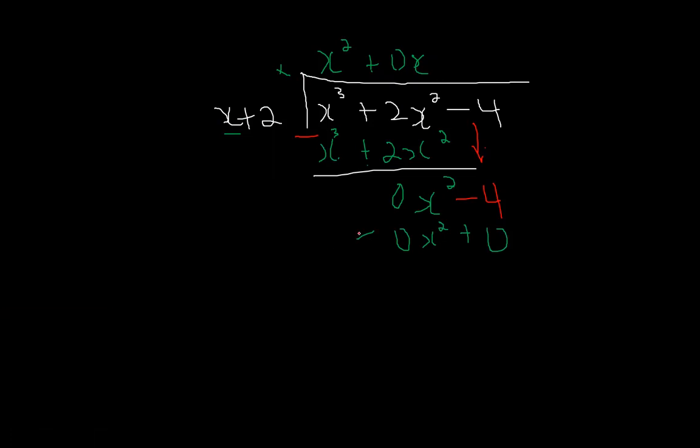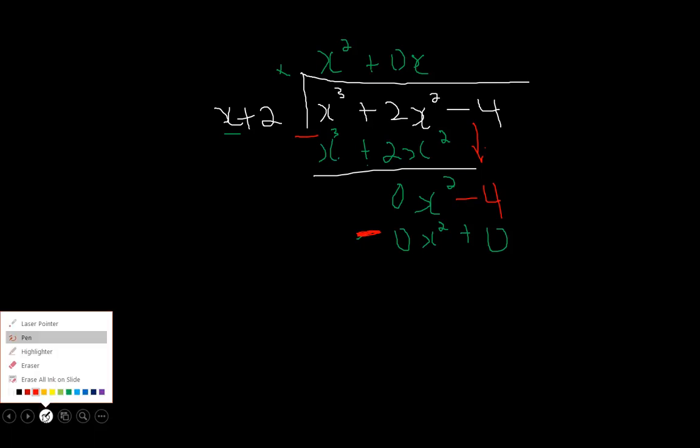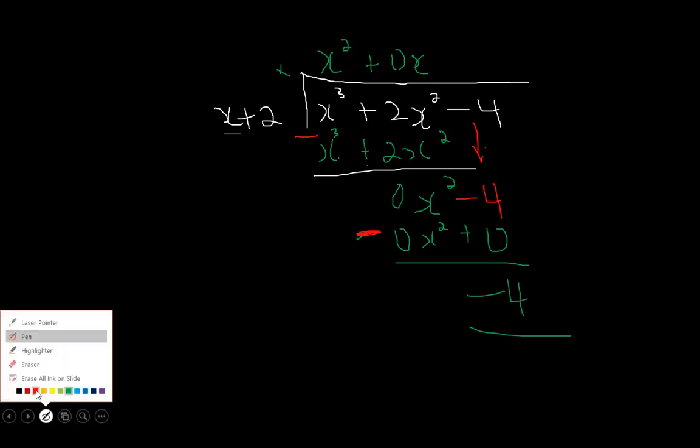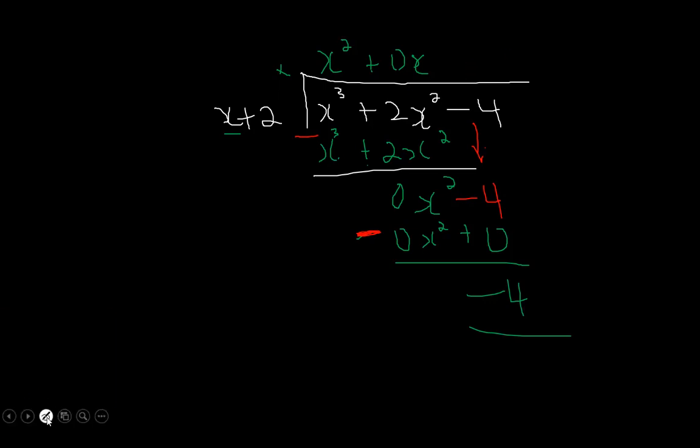Remember, you're always subtracting them. 0x squared minus 0x squared, that's 0. Minus 4 minus 0, that's just going to give me minus 4. So for this example, they asked me to identify the quotient and the remainder. Well, my answer for this is my quotient. You don't have to put 0x, 0x is understood. This is my remainder. My remainder is minus 4.